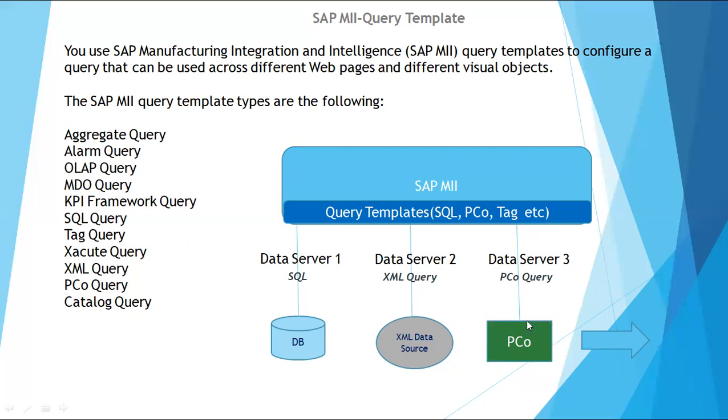So which type of query you write depends on your source system. Data server 3 is connecting to your Pico system. By using data server 3, you can write only a Pico query. A Pico query can retrieve the tag value, and you can also write a tag value back to the machine tags, which might be your PLCs or machine controller tags.